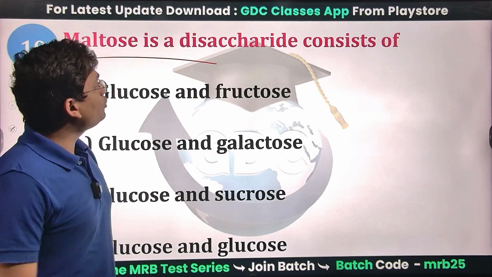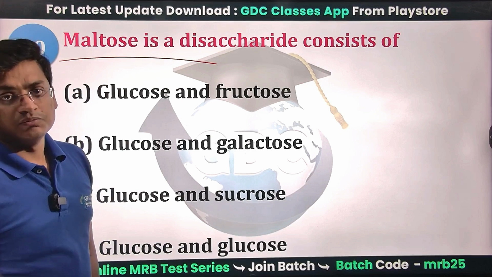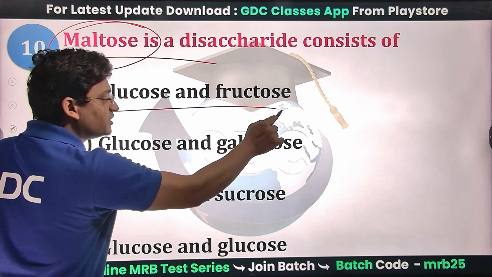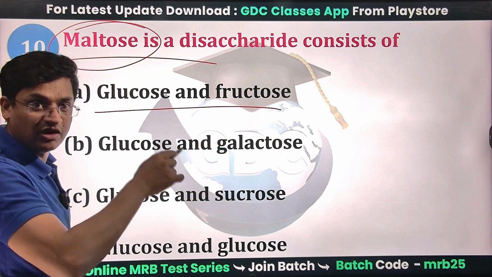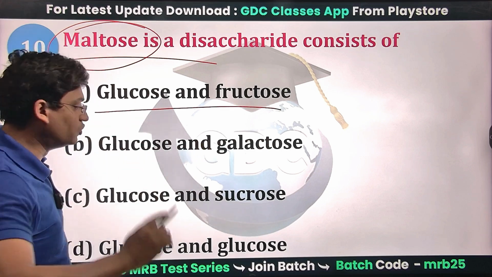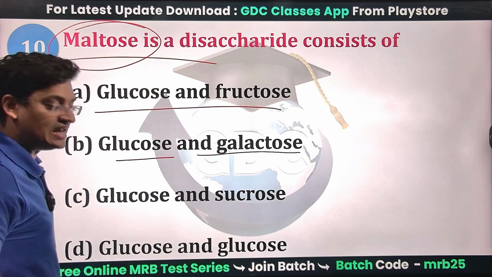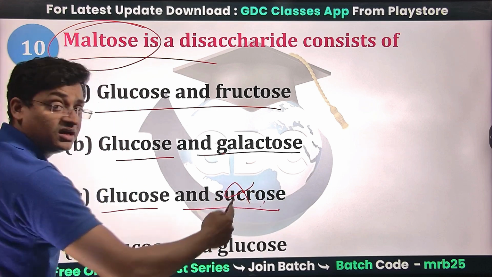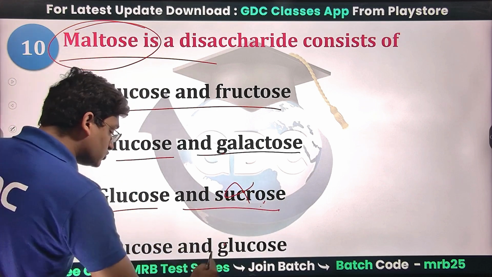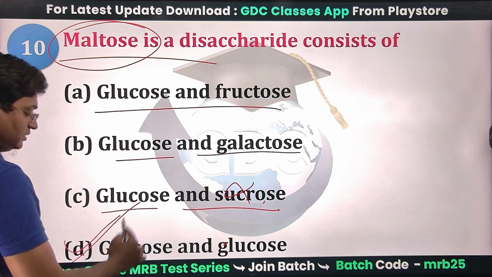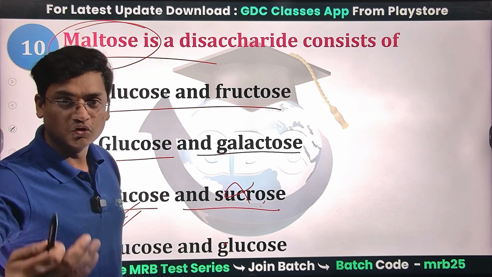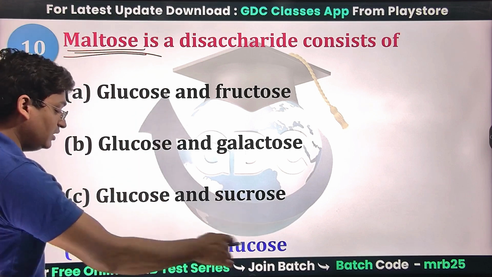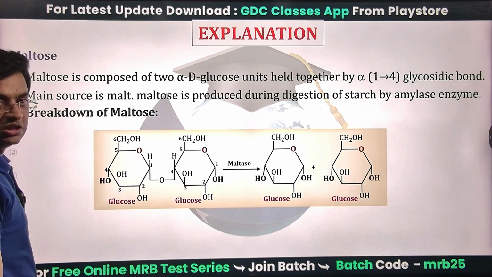Maltose is a disaccharide consisting of which units? Glucose plus fructose, we have already discussed, that is sucrose. Glucose plus galactose is lactose. Glucose plus sucrose, no, not at all, since sucrose is already a disaccharide. Glucose plus glucose, yes. Maltose constitutes two glucose molecules, and when it is hydrolyzed, it gives two glucose molecules.